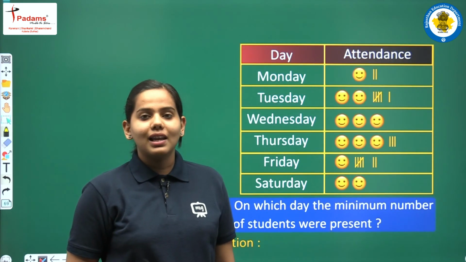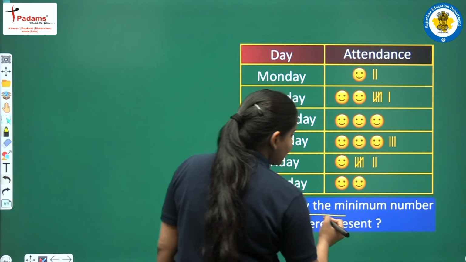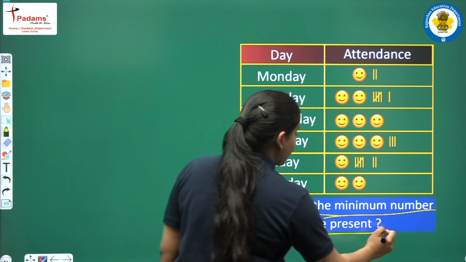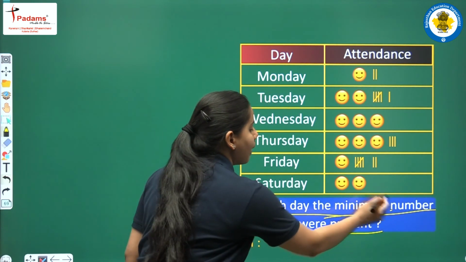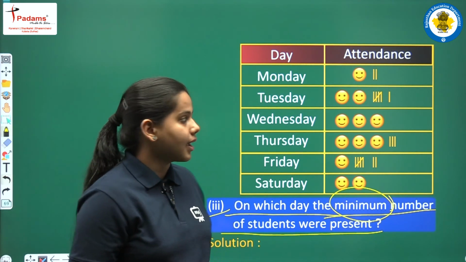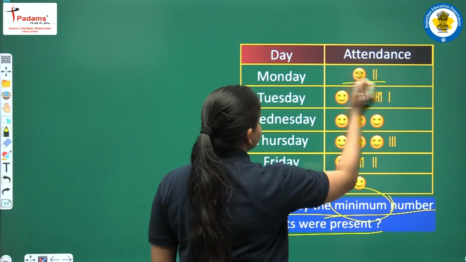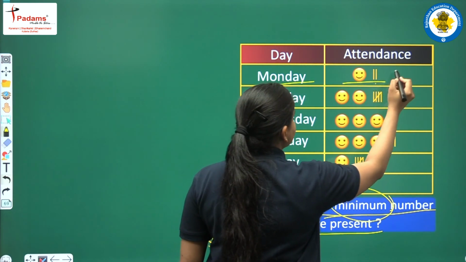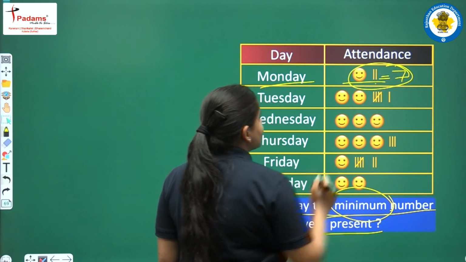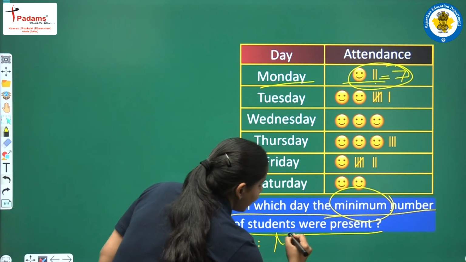Now let us solve the last part of this question. Third part, on which day the minimum number of students were present? सबसे कम बच्चे, यहाँ minimum का मतलब है सबसे कम बच्चे किस दिन present थे. So here we can see सबसे कम smiley किस दिन है, यहाँ आप देख सकते हैं Monday को 5 + 2 7. So this is the minimum number of students present. This was present on Monday.